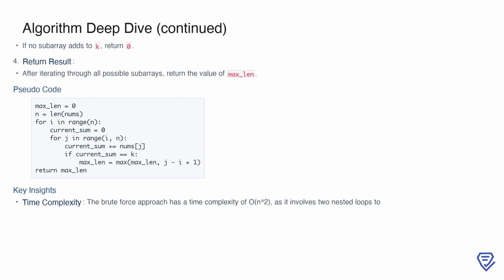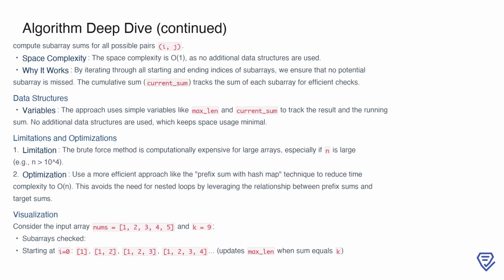While this approach guarantees that no subarray is missed, it is computationally expensive due to its nested loop structure, which results in a time complexity of O(n²). The time complexity of this brute force method is O(n²), because we use two nested loops to evaluate all possible pairs of starting and ending indices. On the other hand, the space complexity is O(1), since we only use a few variables like max_len and current_sum without employing additional data structures. This simplicity ensures minimal memory usage.